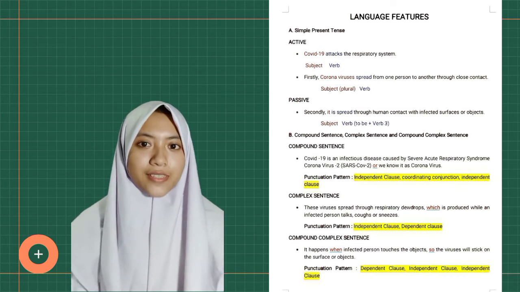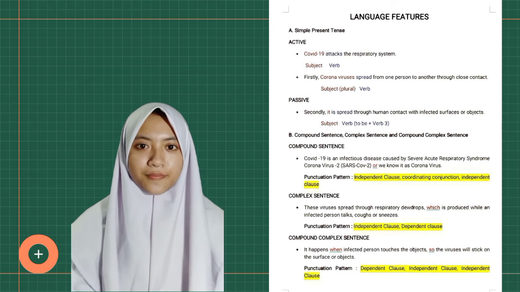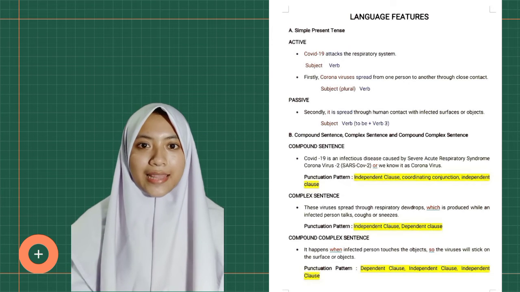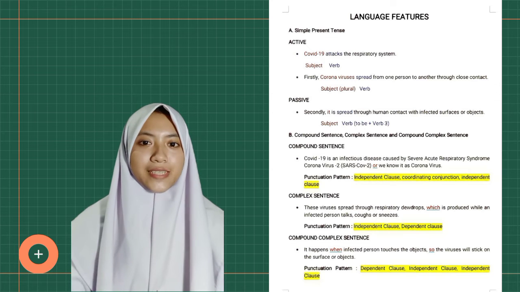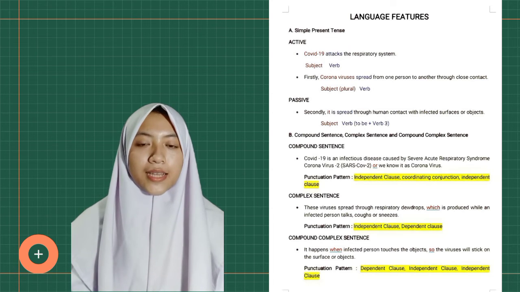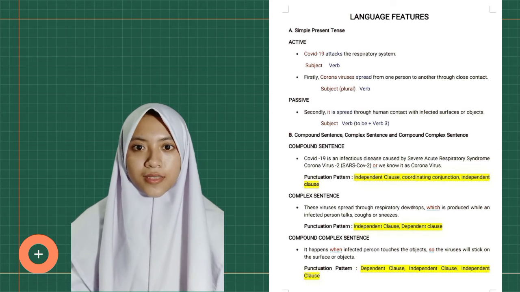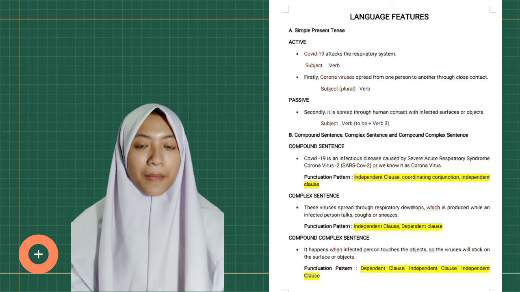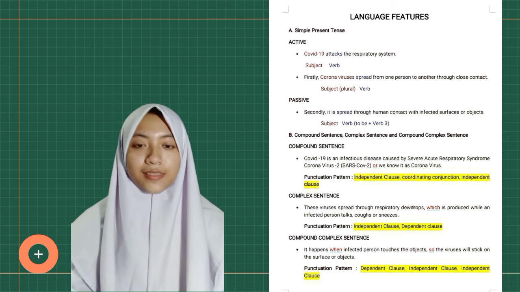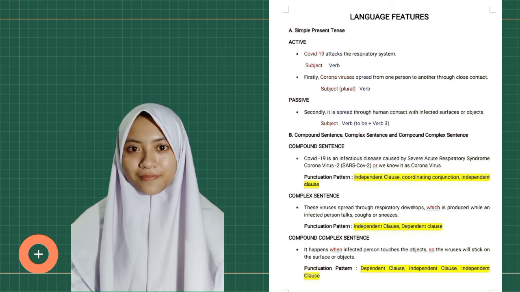And then let's discuss about complex sentence. The example, these viruses spread through respiratory droplets, which are produced while an infected person talks, coughs, or sneezes. The punctuation pattern is independent clause and dependent clause.